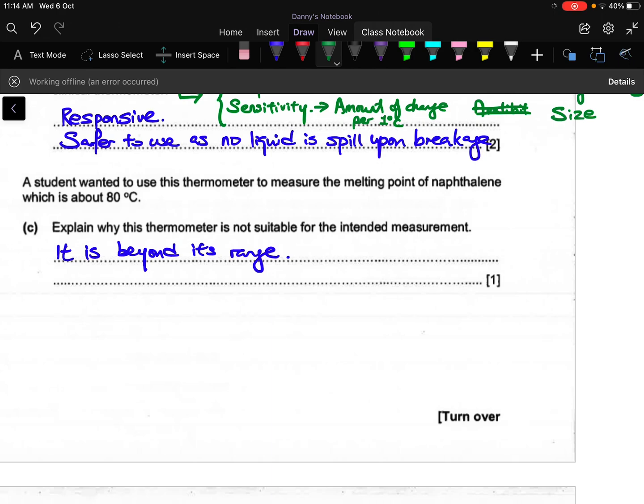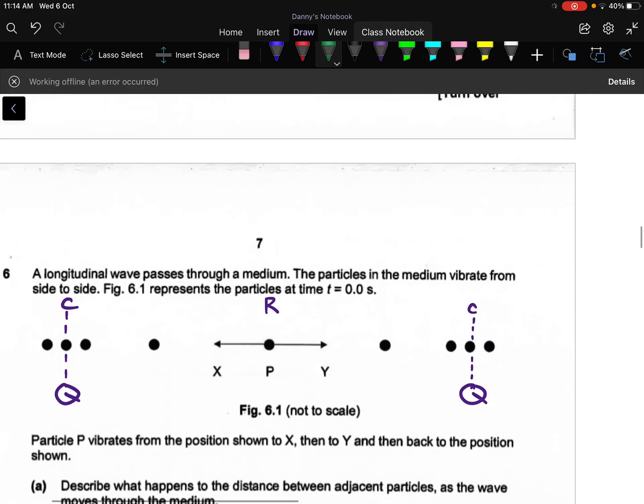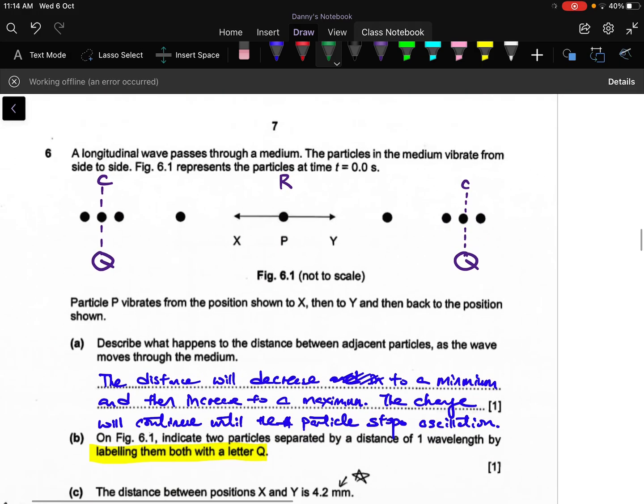Because it is just beyond its manufacturing intent. Yeah, no one will design a body thermometer to measure 80 degrees C. By then the person will be on fire or simply dead, so you don't need the thermometer. Yeah, so that will be your question 5.